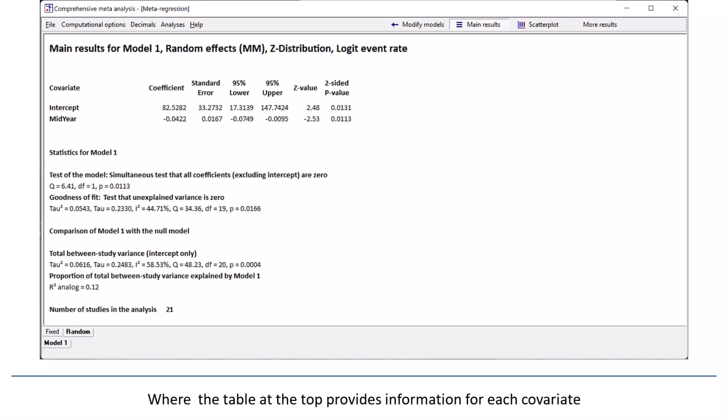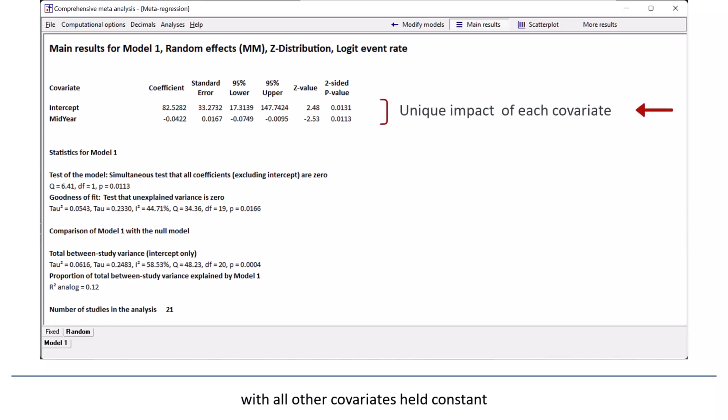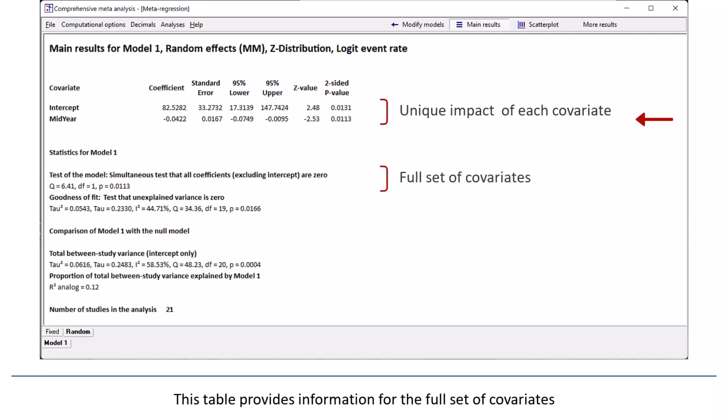Where the table at the top provides information for each covariate with all other covariates held constant, this table provides information for the full set of covariates. Put another way, this asks if all the covariates as a set are able to explain any of the variance in effect size. In this case, since there's only one covariate in the analysis, this analysis is the same as this one. This analysis uses a Q value rather than a Z value.